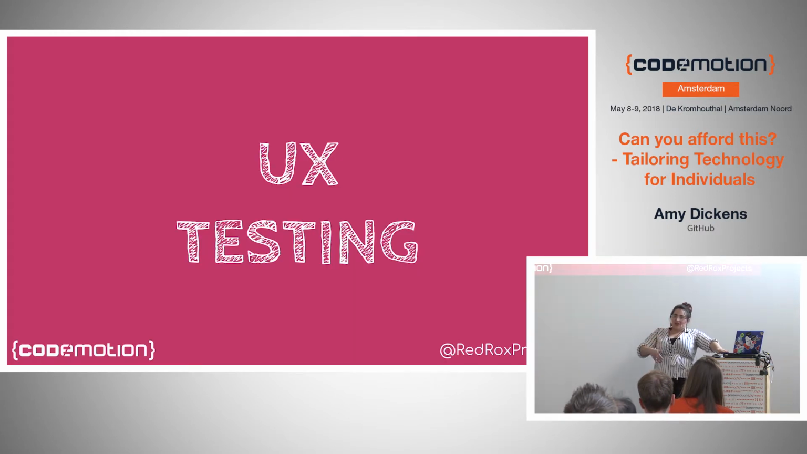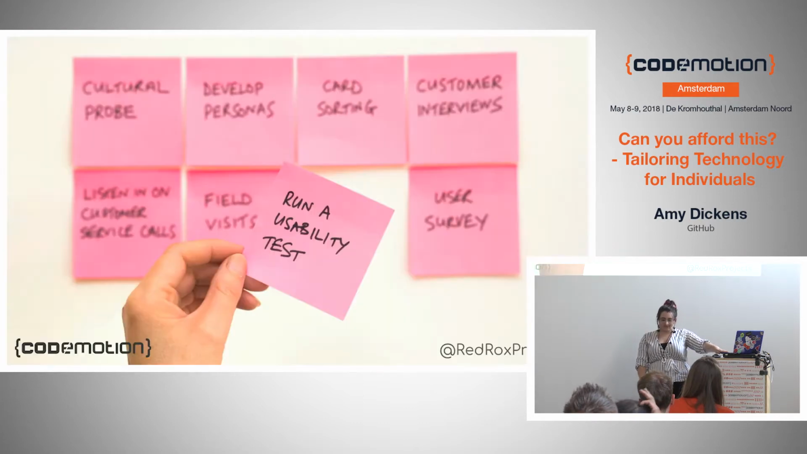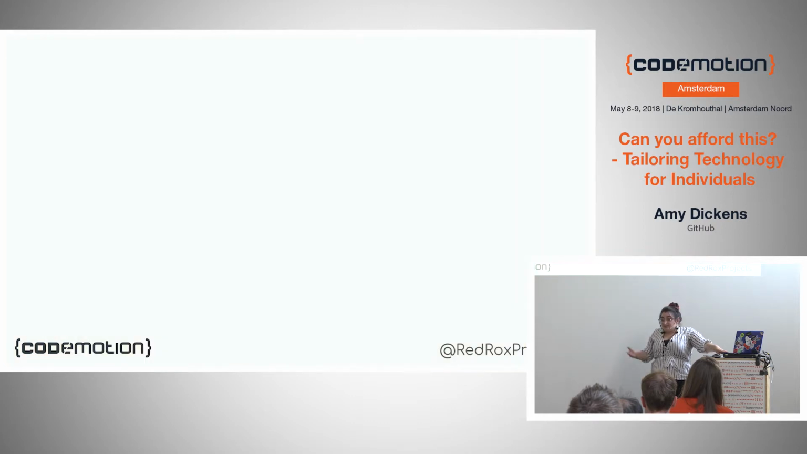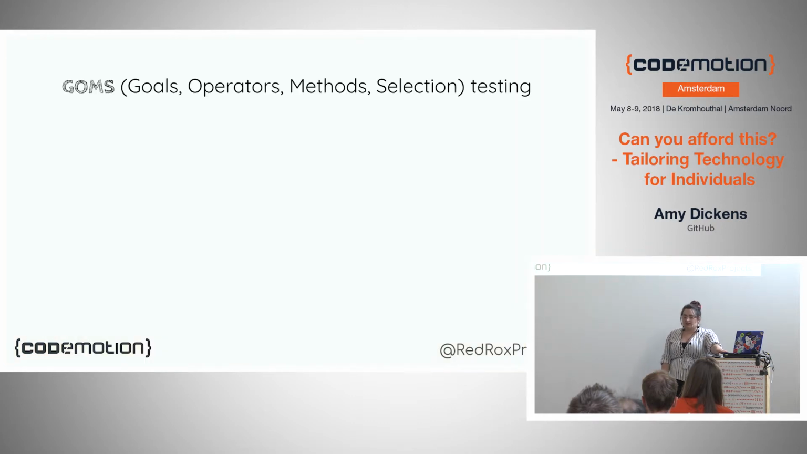In trying to find out more about these users, we do UX testing. And a lot of people might get this memo from their line manager: I run a usability test, and what does that actually mean? It means a lot of things. You can do things called GOMS analysis, which is Goals, Operators, Methods, Selection testing, but be very aware that they don't account for a personalized user. They account for somebody being able to achieve something, or like the, not expert user, but intermediate user.